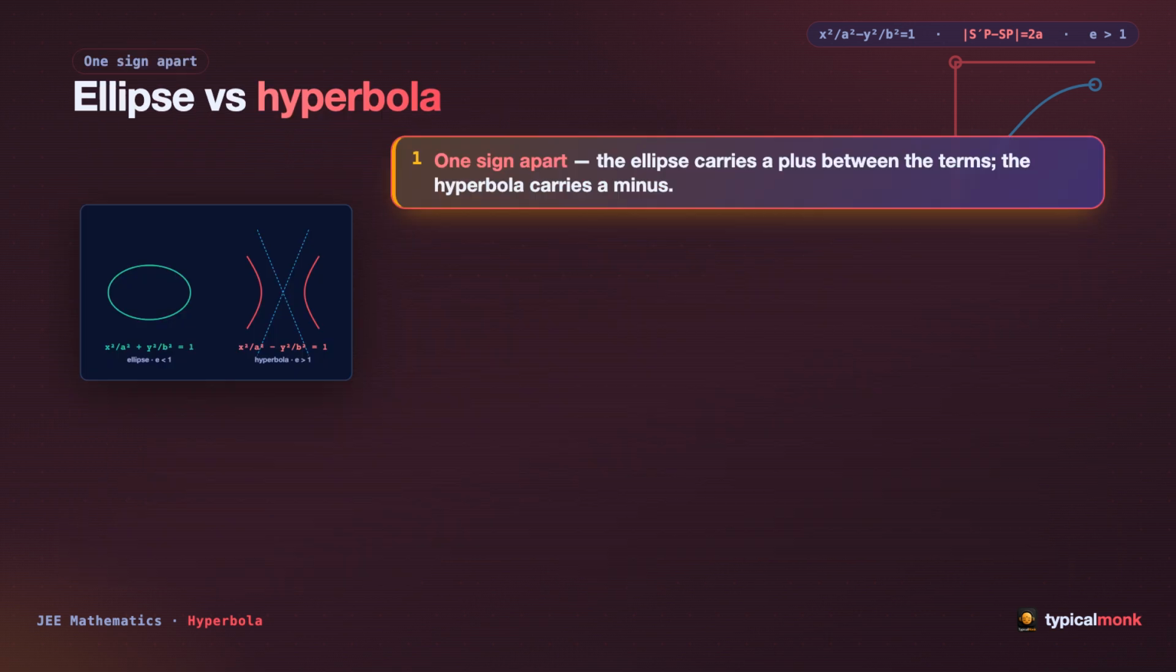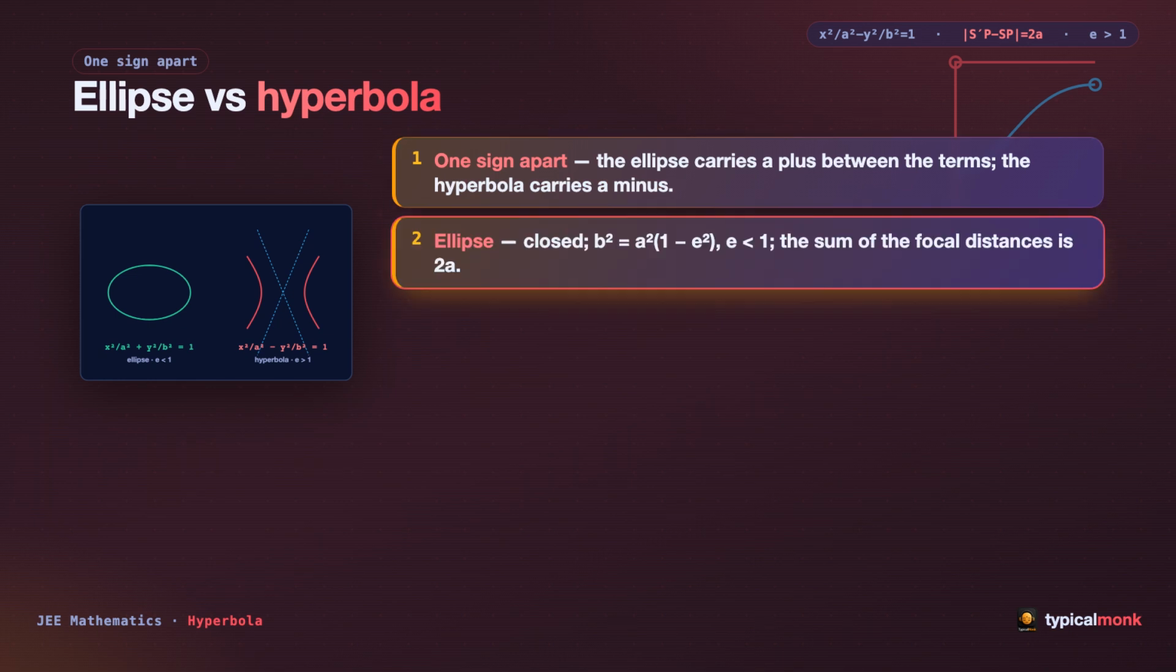Now the picture that separates the two conics, the ellipse against the hyperbola. They are 1 sign apart. The ellipse carries a plus between its two terms, the hyperbola carries a minus. The ellipse. It is closed. b squared equals a squared times, bracket, 1 minus e squared with e less than 1, and the sum of the focal distances is 2a.